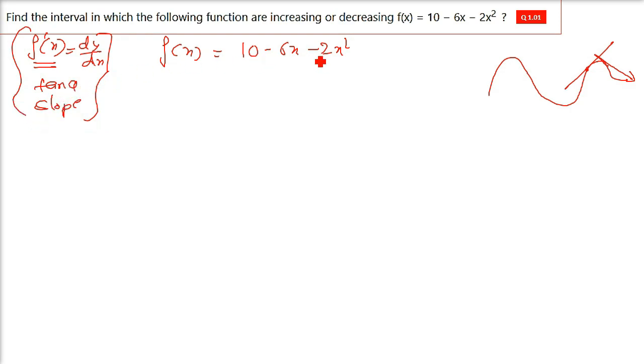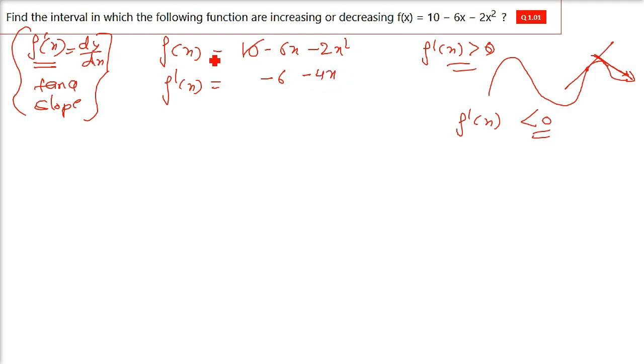So when we differentiate this f(x), what are we going to get? If f dash x is greater than 0, that means the function is increasing, that means the slope is positive. If f dash x is less than 0, that means the slope is negative and the function is decreasing. So that is why we need to find dy by dx, the tan theta or the slope. So f dash x will be what? Differentiate this, we get minus 6 minus 4x.